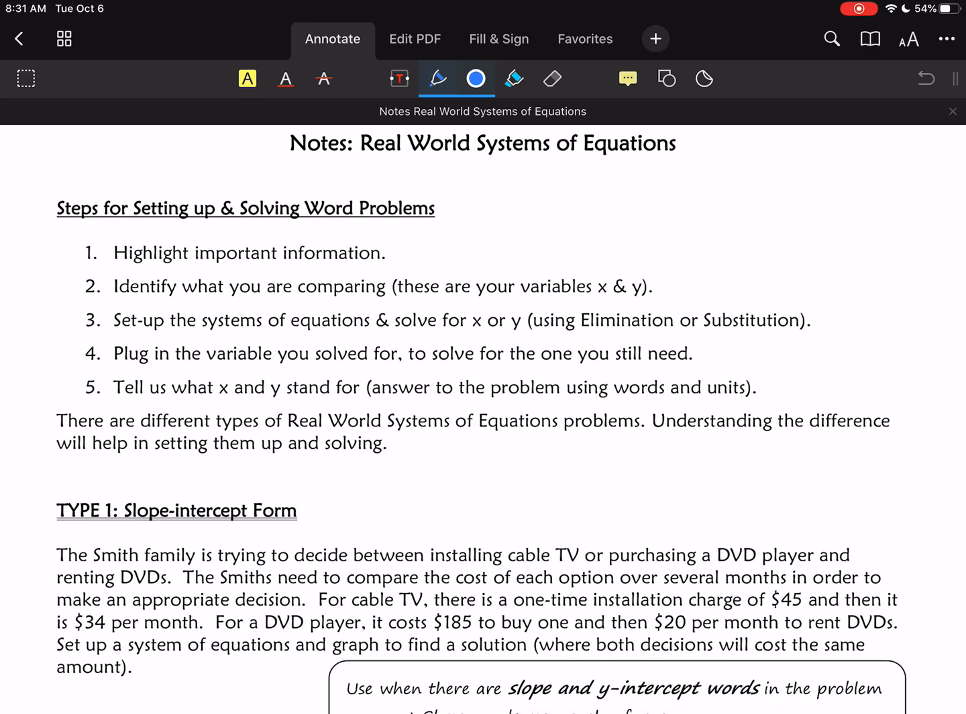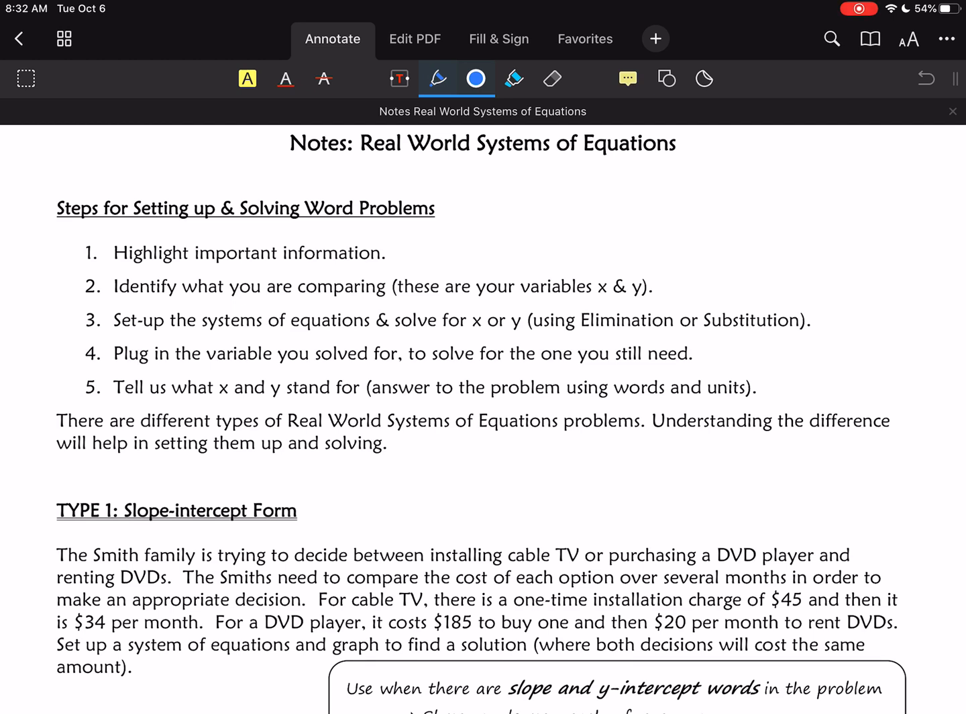First thing we're going to do is read through the statement and highlight any important information. Then we're going to identify what we're comparing, so defining what x and y equal. Then we set up our equations, and then using elimination or substitution, we're going to solve for one of the variables. Once we have that variable, then we plug in for the other and solve. Now the last step there, number 5, we need to answer by stating what x and y stand for. So we want to make sure that we answer the problem using the appropriate words or units that are involved in the problem.